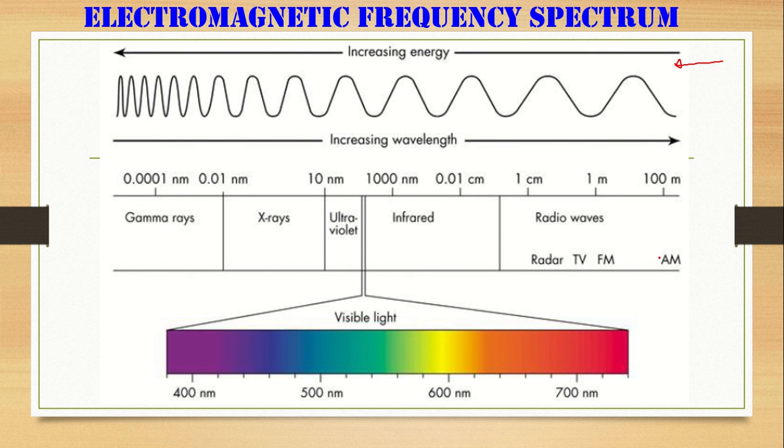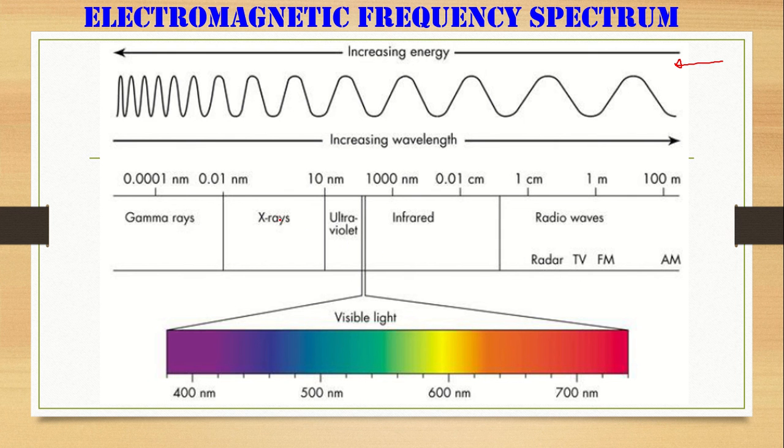As you see here, we have AM, FM, TV, and radar belongs to this band, and you see the corresponding wavelength: 1 centimeter, 1 meter, 100 meters, meaning this is the cycle, the wavelength. And here we have the infrared, ranging from this to this infrared band. Then we have a very small portion here. This is what we call the visible light, where in terms of wavelength, we have 400 nanometers, 500, up to 700 nanometers.